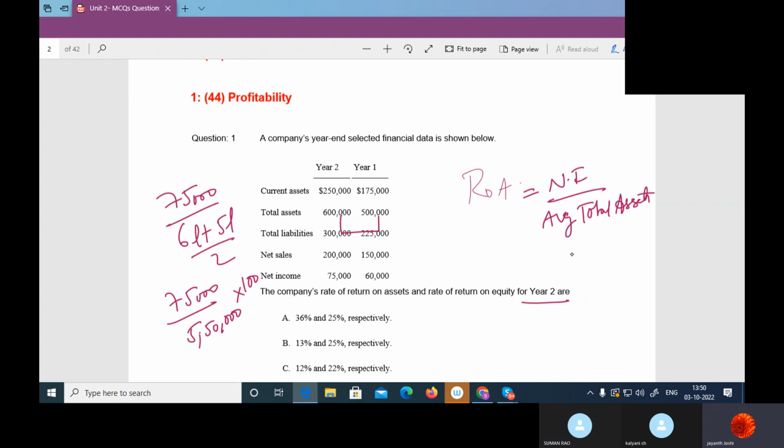Return on equity is nothing but net income by average total equity. How will you find equity? You take total of assets minus total of liabilities. That means 5 lakhs minus 2 lakh 25,000 and 6 lakhs minus 3 lakhs. You will get equity for year 1 and equity for year 2. You have to take the average of that. Correct?